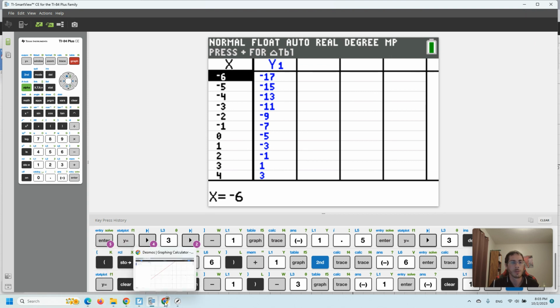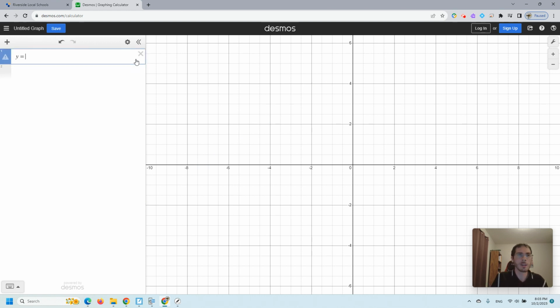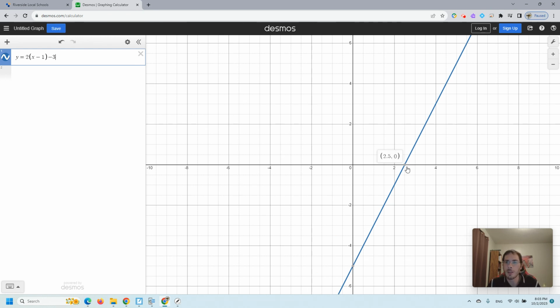Where did my Desmos go? So we don't have this anymore. We've got y equals 2(x - 1) - 3. And again, we have some points we can click. So, I mean, we could pick 0, -5. We could even pick 2, 1. I can pick both of those. They're both on the line, so they're both solutions. And then I can just kind of click and slide and find another point.